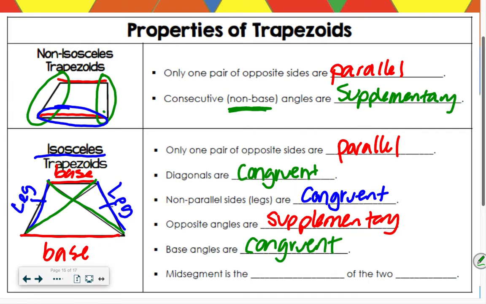Okay? What I mean by base angles are angles that touch the same base. Okay? So like our bottom angles touch this base. So these are base angles. They are the same. And these angles up here are the same as each other. Now they're not the same as the other pair of base angles, but they're the same as each other. Okay? Does that make sense?